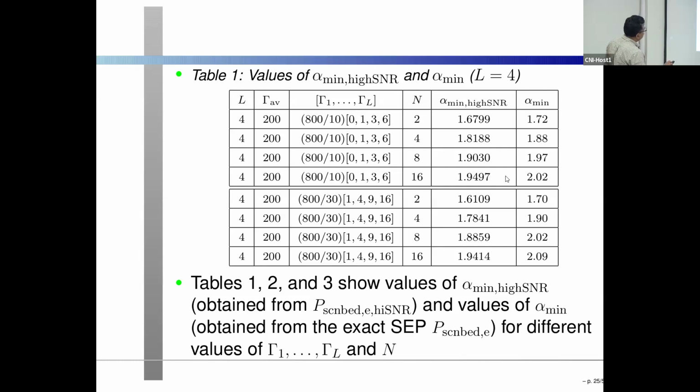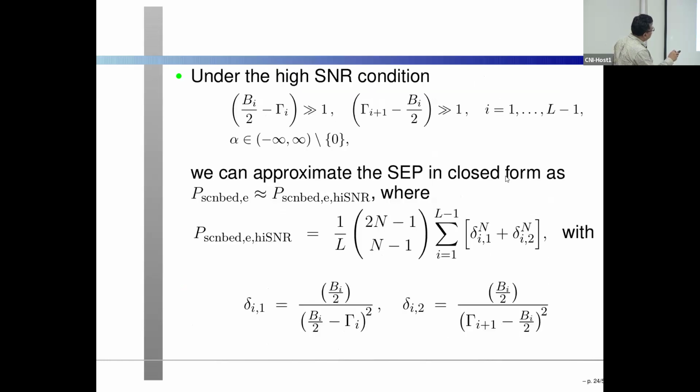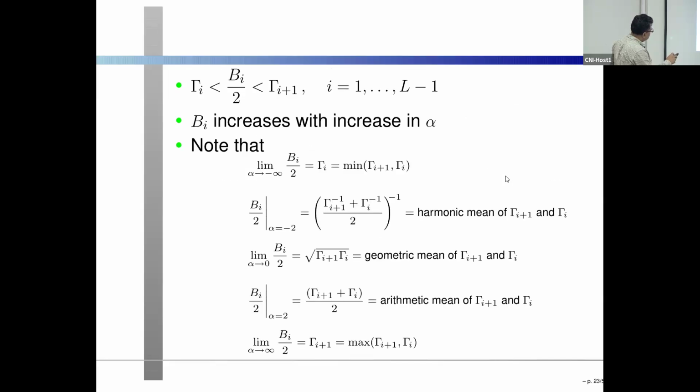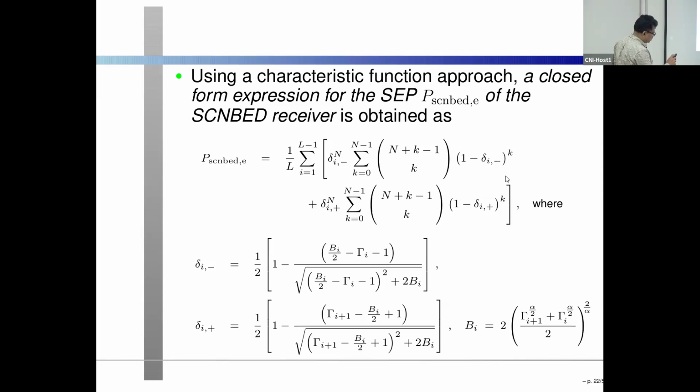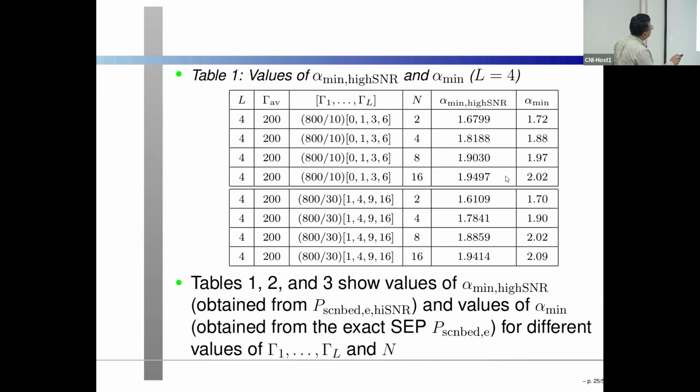Anyway, so I've taken levels 0, 1, 3, 6 here, of course with the proper scale factors so that you get the average the same, and this is 200. And this is the square, 1, 4, 9, 16 levels. And these are for various values of the number of receive antennas, 2, 4, 8, 16. And this is the high SNR minimum value of alpha when the SNR is high, which is obtained from this expression. And the exact one is the next one, which is obtained from this original expression. So this is the actual alpha min.